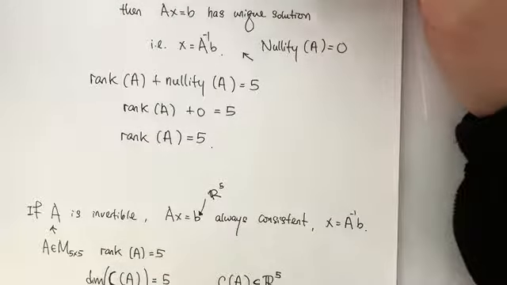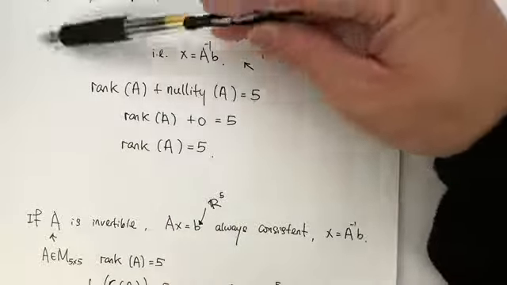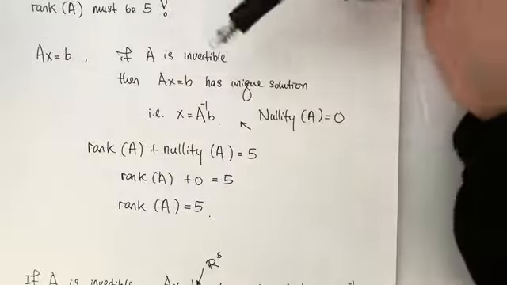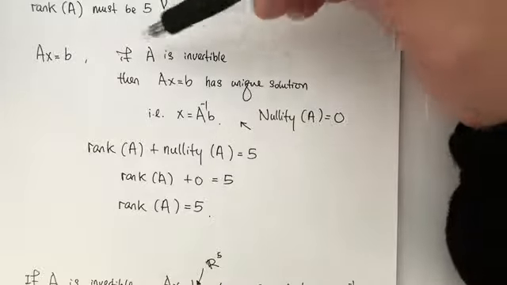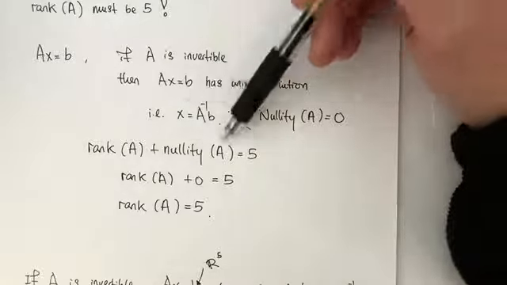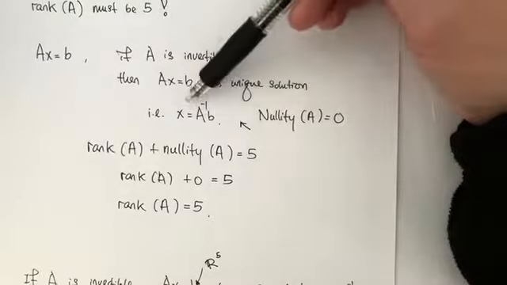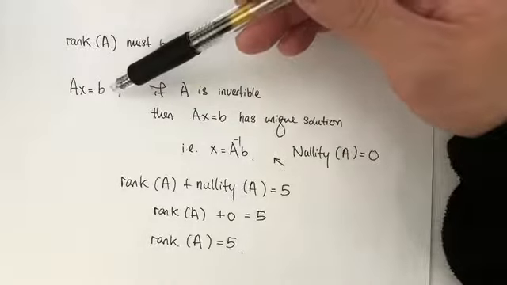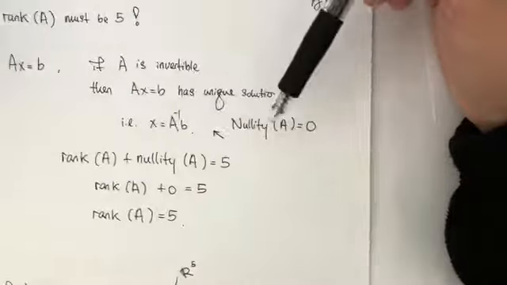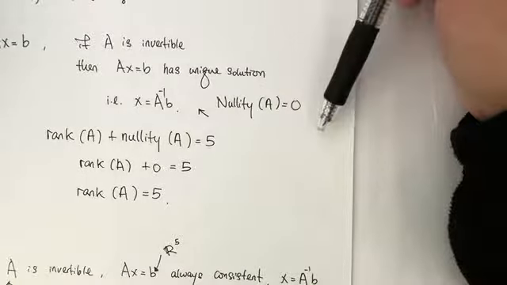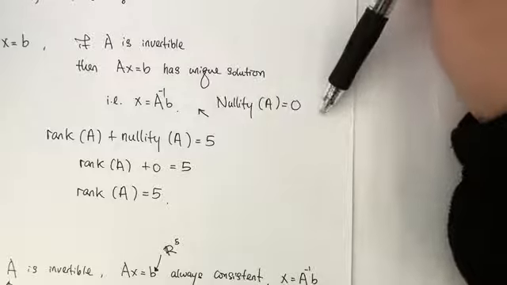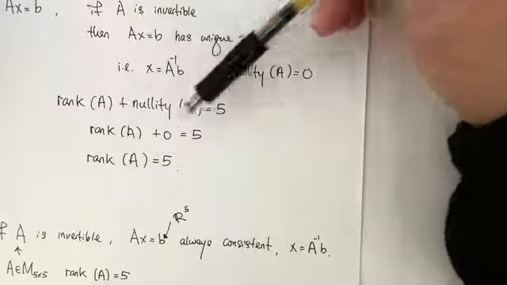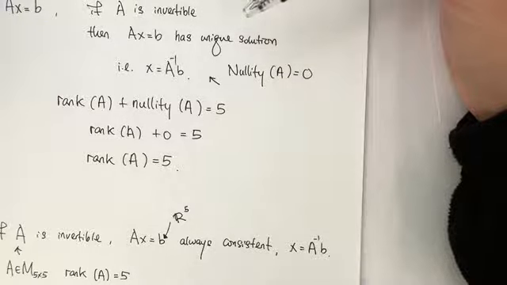If the matrix A is invertible, then we have only one solution. The solution for X is going to be A inverse B. So the system definitely has a unique solution if A is invertible. That means the null space is the 0 vector, so the nullity of A is 0. Applying the rank and nullity equation, this has to be 0, which means that the rank has to be 5.